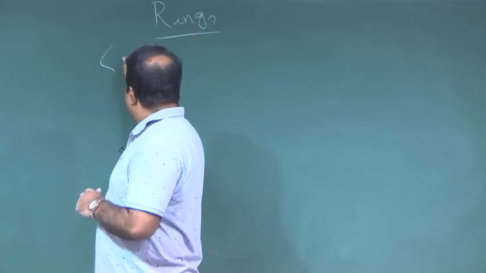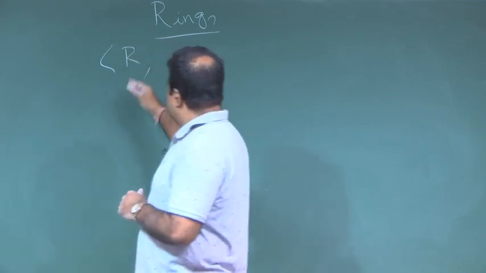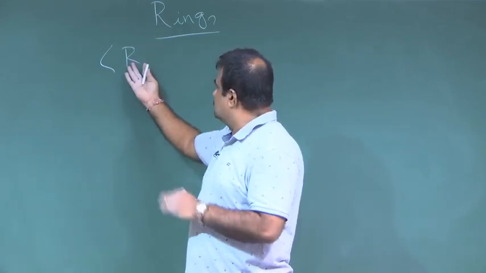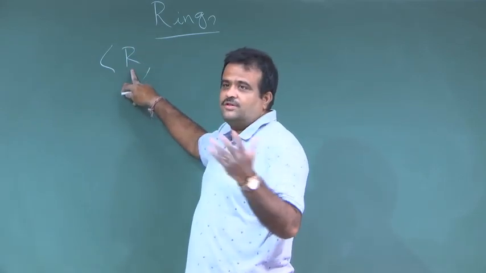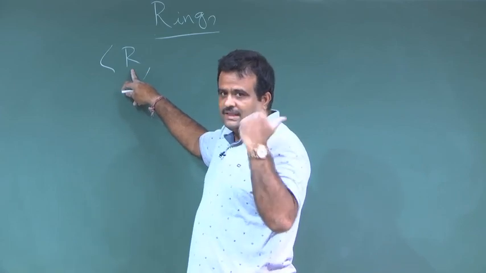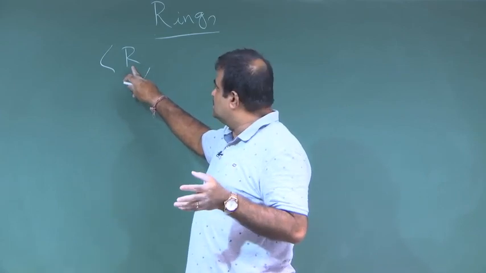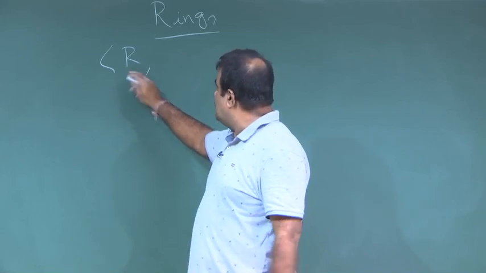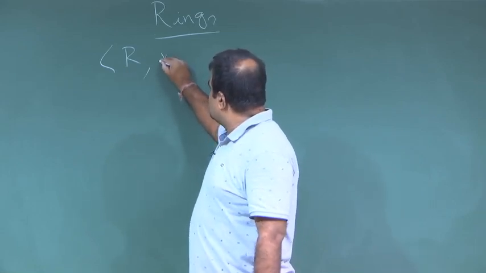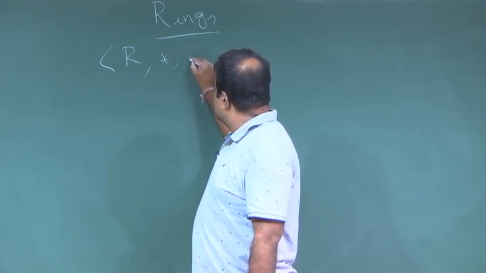We have a set R. This is a general set. This is a ring, so we denote this set by R. This is not necessarily a set of real numbers. This is any non-empty set R, and we have two operators, star and another operator, say rho.